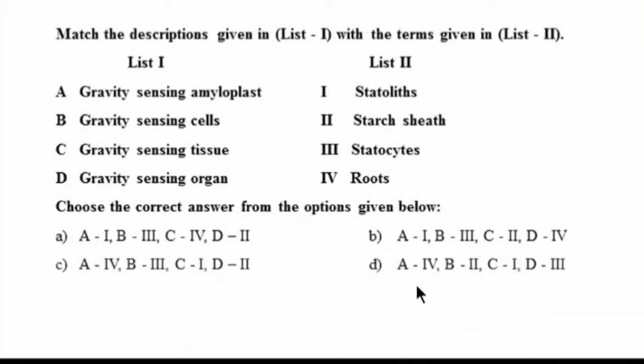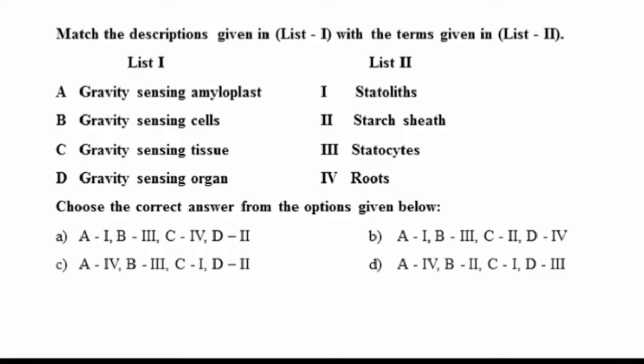Our next question is, match the description given in list 1 with the terms given in list 2. Okay, let's see. Statoliths are dense amyloplast organelles that synthesize and store starch involved in the perception of gravity by plants. Second, gravity sensing occurs in a few specialized cells known as statocytes that are located in the center of the root cap, an organ that covers the root apical meristem.